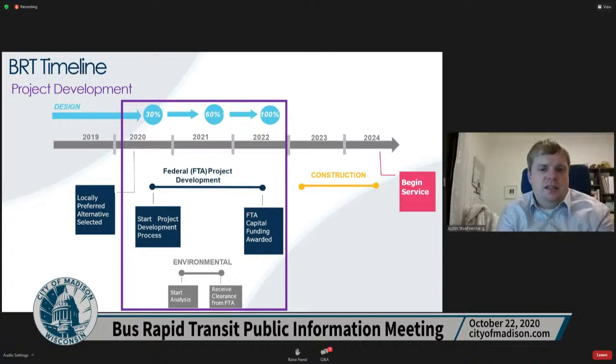So as Tom mentioned, this is a rough timeline of the project going forward. We're currently in the project development phase, which we anticipate going through roughly mid-2022, at which point that should end with us securing a grant agreement from the FTA that would allow us to move forward with bidding the project and then starting construction in 2023. Next slide.